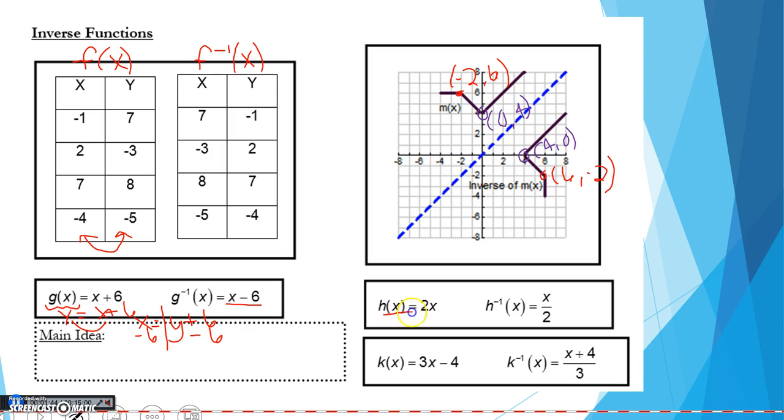You could do it with the h of x, you could do it with the k of x, and you would get the inverse if you switch the x and y and you solved it. So the main idea is that the inverse, f -1 of x, you need to be able to recognize that notation, is when you switch the x and y in a function.